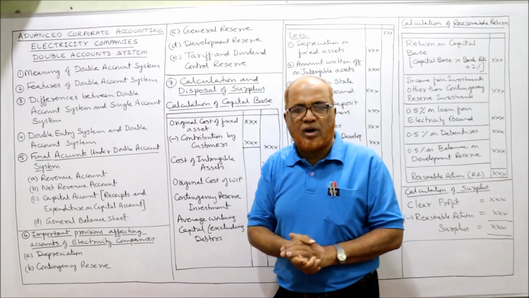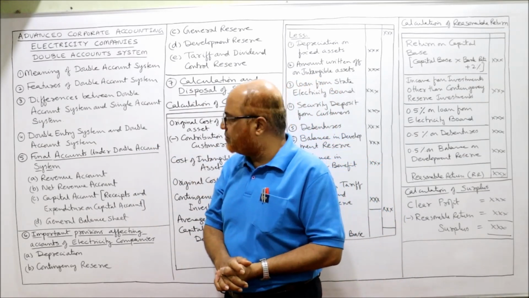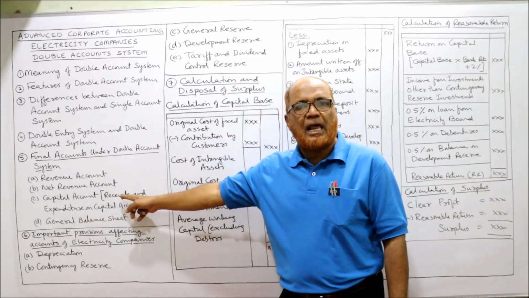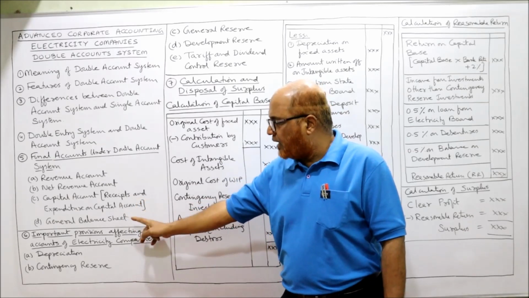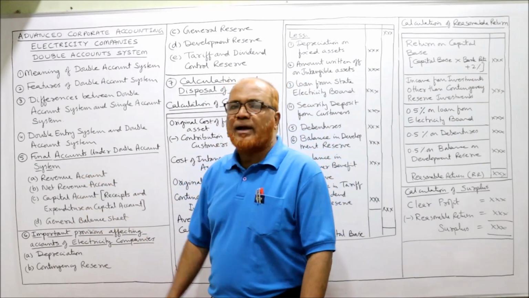Now first we'll focus on final accounts under double entry system, double account system. Revenue account, net revenue account, capital account, which is the receipts and expenditure on capital account, and the last one, general balance sheet. One by one we'll discuss, starting with revenue account.